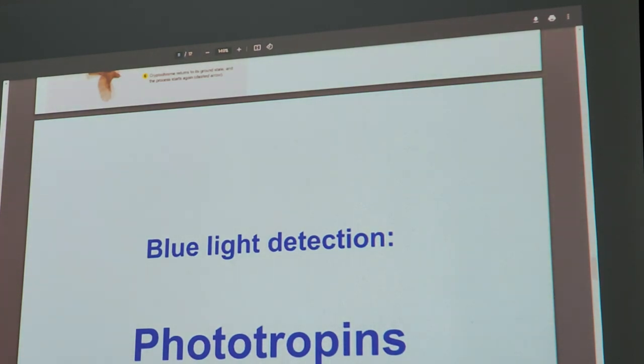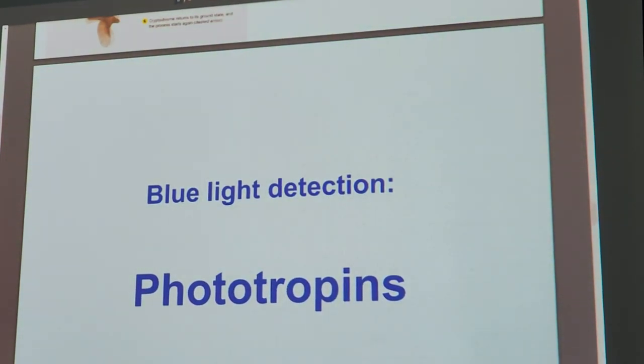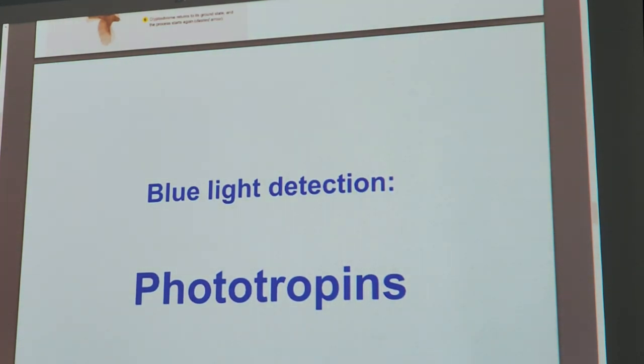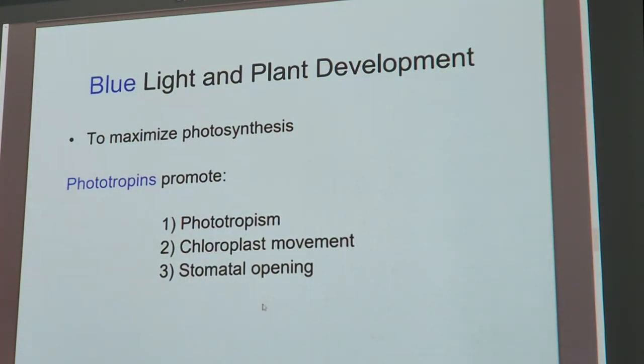So phototropin is also a blue light receptor. However, I think it's more similar to phytochrome because phototropin can do phosphorylation, the kinase activity that cryptochrome cannot do. Cryptochrome does the redox reaction, receiving, donating, gaining electrons. Okay, so let's look at the phototropin. It's involved in phototropism, chloroplast movement, and also stomata opening, because stomata are really opened by the blue light.